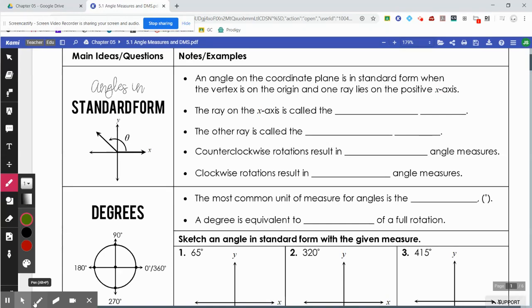Okay, in this lesson, we're going to start to work with angles, and we're going to start by graphing some in the coordinate plane. An angle in the coordinate plane is in what's called standard form when the vertex is at the origin, so there's your vertex at the origin, and one ray lies on the positive x-axis, right here, and we're going to rotate from there. The ray that is on the x-axis is called the initial side.